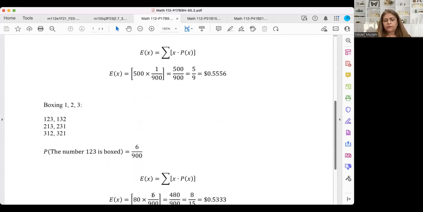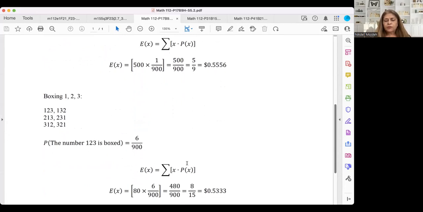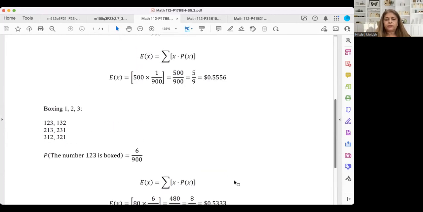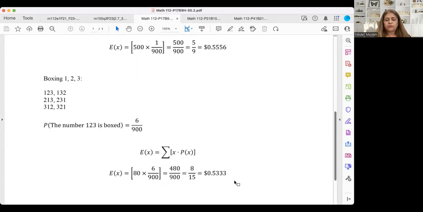Okay. Now, expectation is the sum of X, which is the price, times the probability of X. X is 80 times 6 over 900. You get 480 over 900. I reduce it to 8 over 15, then 0.5333, which is 53 cents. Question?